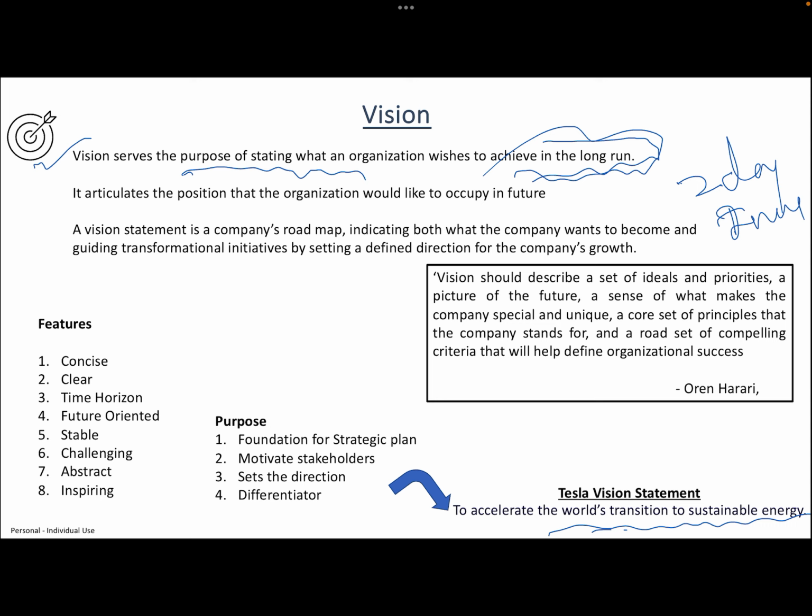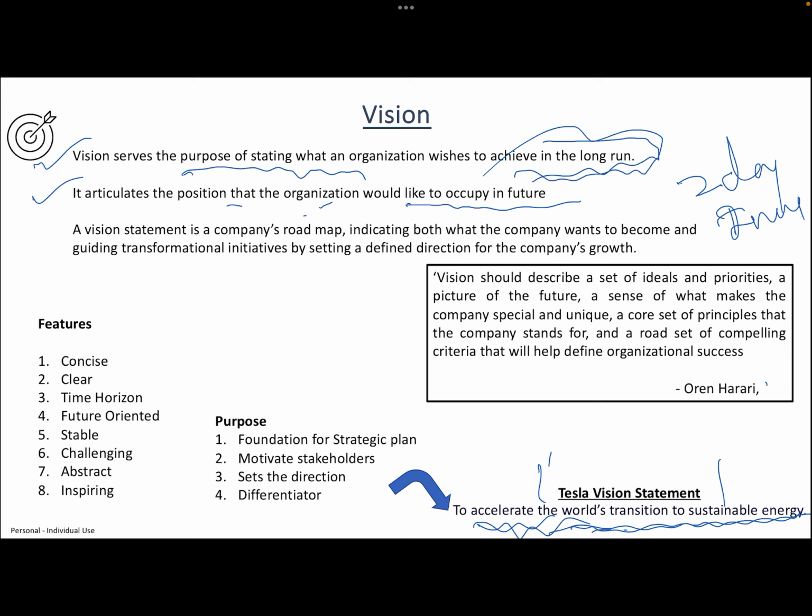Okay, this is Tesla's vision statement. So it says what long-term thing the company wants to achieve. They want the entire world to transition into sustainable energy, and they also want to speed it up. Sometimes it also articulates the position that the organization would like to occupy in the future. So what is the position that Tesla is trying to occupy here? They want to be a pioneer in accelerating the world's transition to sustainable energy.